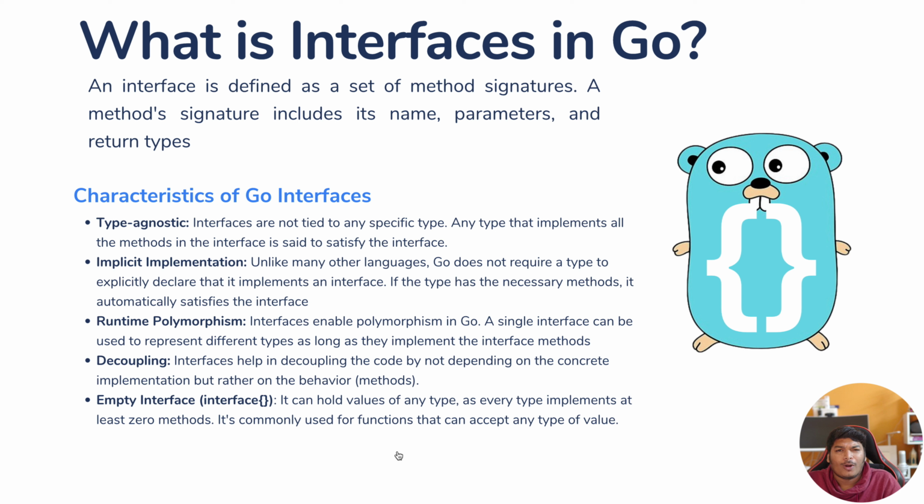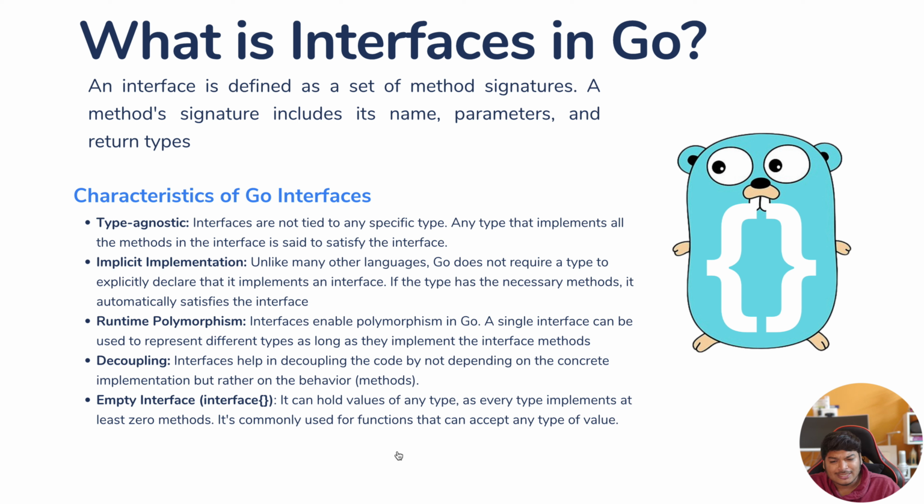Now what are the characteristics of these Go interfaces? First, type agnostic. Interfaces are not tied to any specific type, and any type that implements all the methods in the interface is said to satisfy the interface. Second one is implicit implementation. Unlike many other languages, Go does not require a type to explicitly declare that it implements an interface. If the type has the necessary methods, it automatically satisfies the interface. Then the third one is runtime polymorphism.